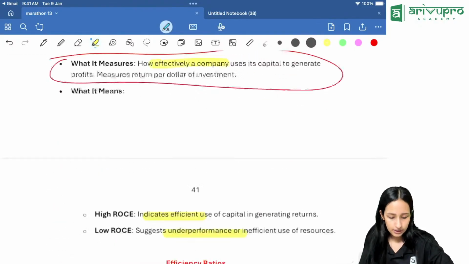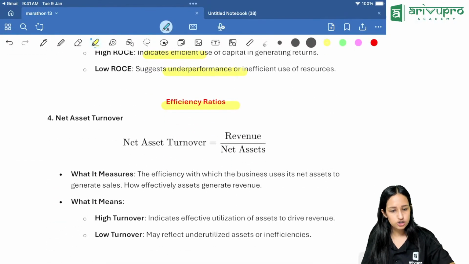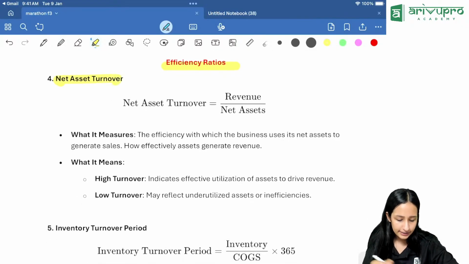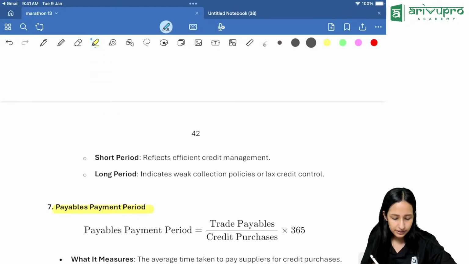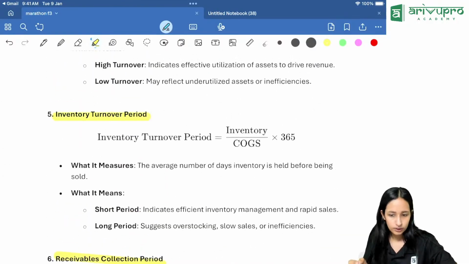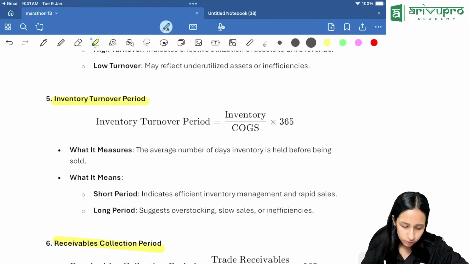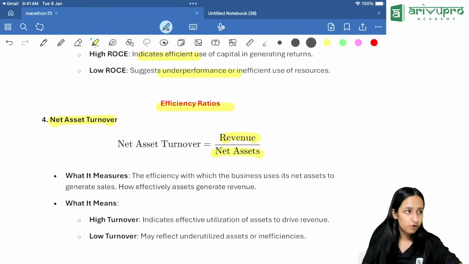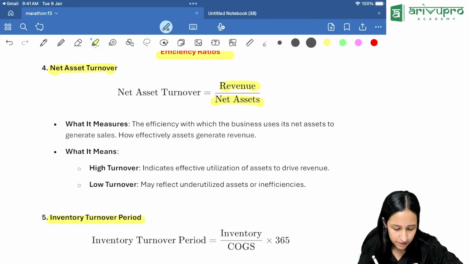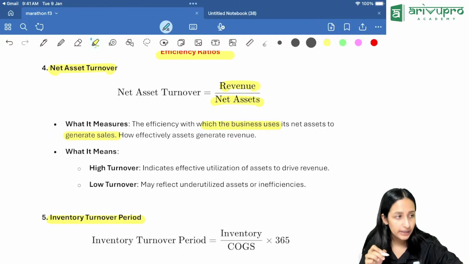That was done. Next, we are dealing with efficiency ratios. Efficiency ratios has net assets turnover, inventory turnover period, receivable days, payable days, etc. Net assets turnover is revenue by net assets. Remember the formula, guys. What does it measure? The efficiency with which business uses its net assets to generate sales.